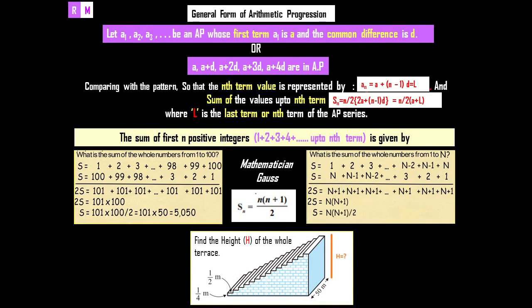If our sequence starts from 1, 2, 3 and continues up to n terms, then we can formulate the sum as n into n plus 1 divided by 2. This sequence was first observed by the great mathematician Friedrich Gauss. I have given an example of how he solved that problem. We can also calculate the height of each cross section of the terrace. Please follow the given example for better understanding.